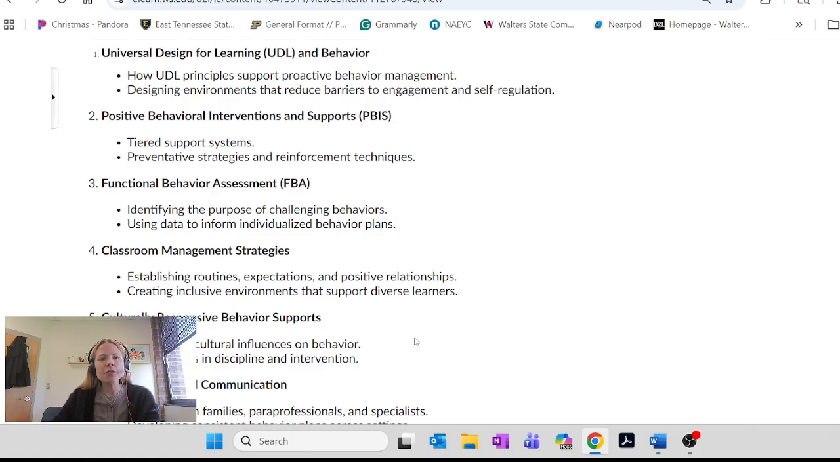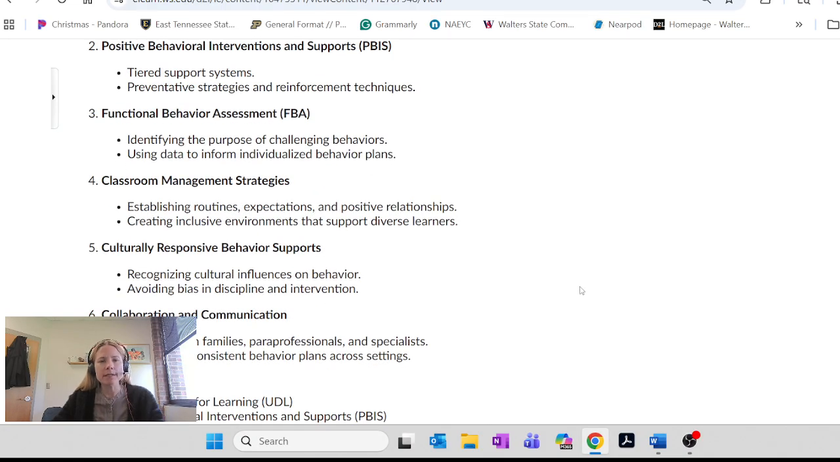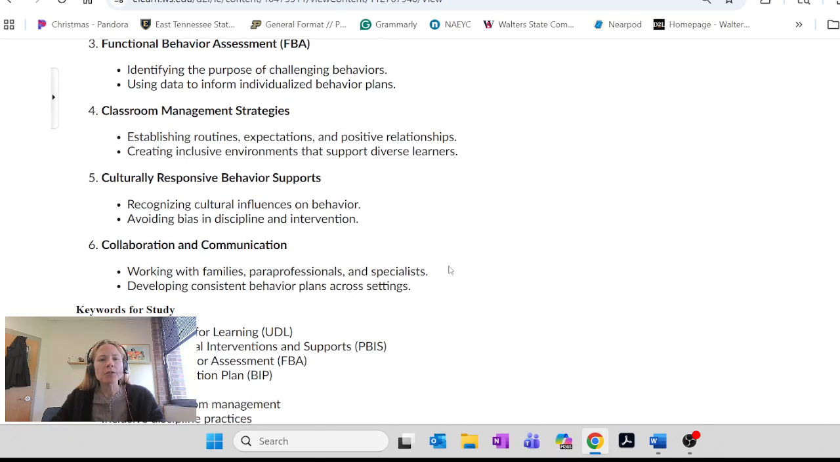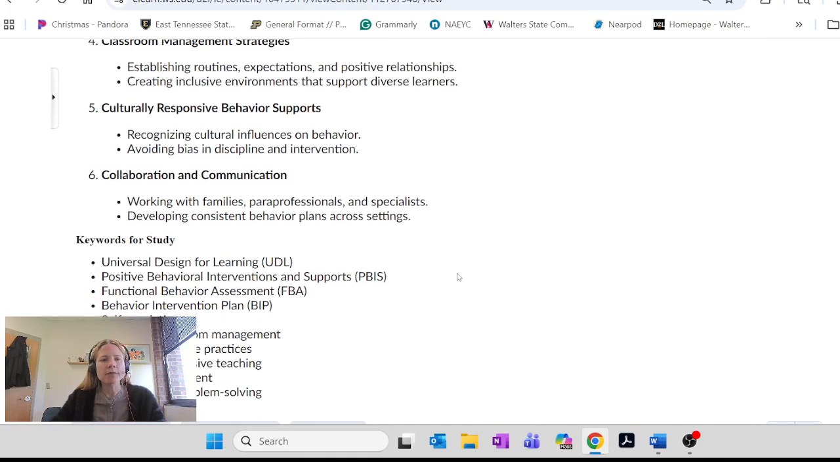Thinking about engaging students in self-regulation, excuse me. Positive behavioral interventions and supports, also known as PBIS. What are those in the school system? Why is this important? Why does it matter? Functional behavior assessment. That's an assessment component, how we're assessing to identify what are those challenging behaviors, but also what's the purpose of them, right? And we need to figure out why it's happening. Classroom management strategies, culturally responsive behavior supports, collaboration and communication.